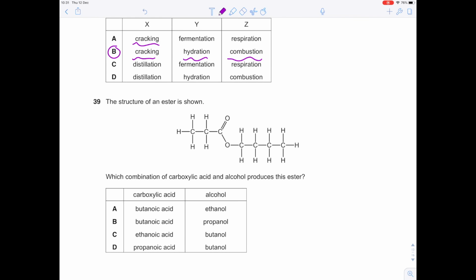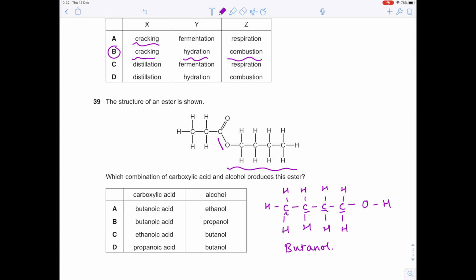The structure of an ester is shown. What combination of carboxylic acid and alcohol produces this ester? Okay, this one, attached to a single oxygen bond in the ester bond, forms the alcohol. So if I redraw it, we've got 4 carbons, an O. I'll just complete the hydrogens quickly. Now remember that that single bond O is where the alcohol joins on. So this is our first alcohol. There are 4 carbons, 1, 2, 3, 4. So it's butanol.